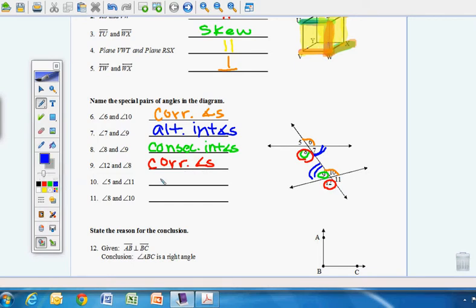Okay, so let's go back now looking at 5. Here's 5 and 11. They're on both sides of the transversal, so they're alternating. And they're on the exteriors, they're alternate exterior angles. And the last we have 8, which is here, and 10. So 8 and 10, those are going to be alternate interior angles. They're alternating and they're inside.